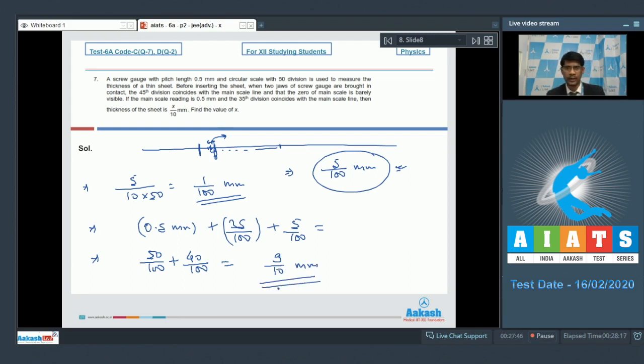If we compare this answer with the one given here in the question, then we are getting the value of x to be equal to 9. So for question number 7, 9 is the answer. Now let's proceed to question number 8.